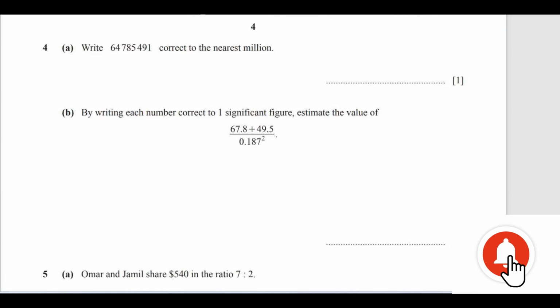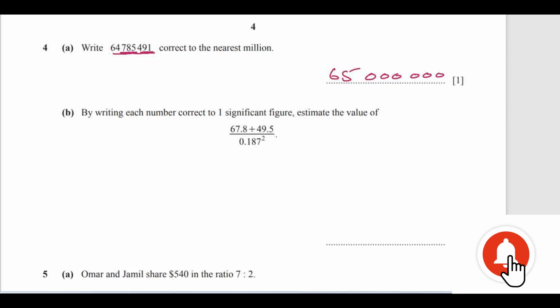So for the nearest million, if we round it off, nearest million will be equal to, now look at this, 64,785,790. So this will be equal to 65 and then 6 zeros. We have to be very careful about this: three digits for this 0, and then the next three for the 491.